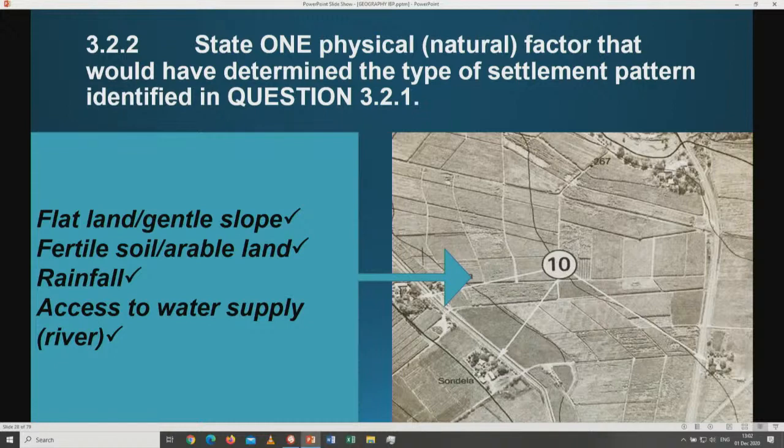Now let's go back to our question here that was saying that we must state one physical factor, and then we have mentioned them: fertile soil, land is flat, there is rain, there is access to water supply. Those were expected answers.